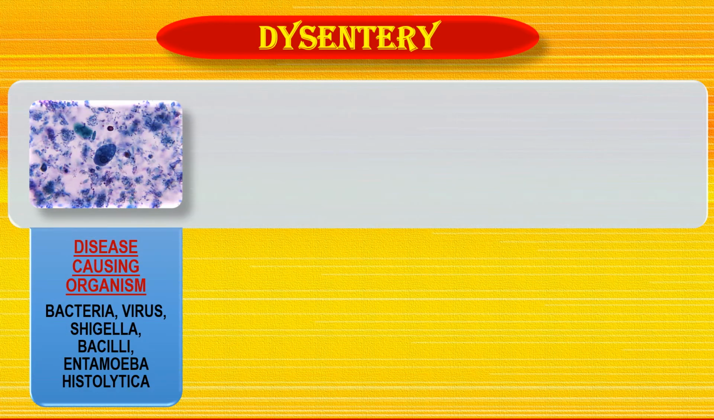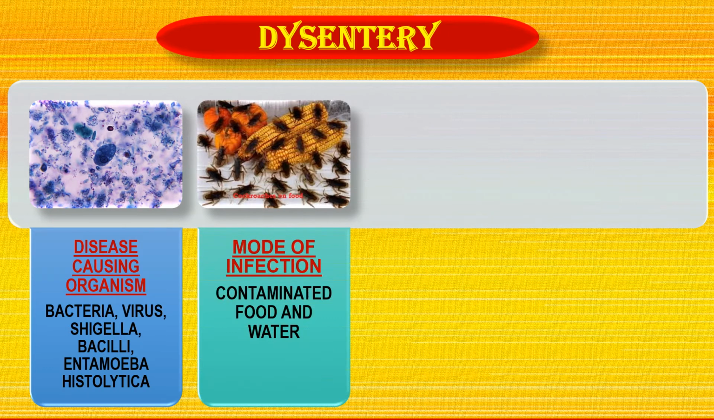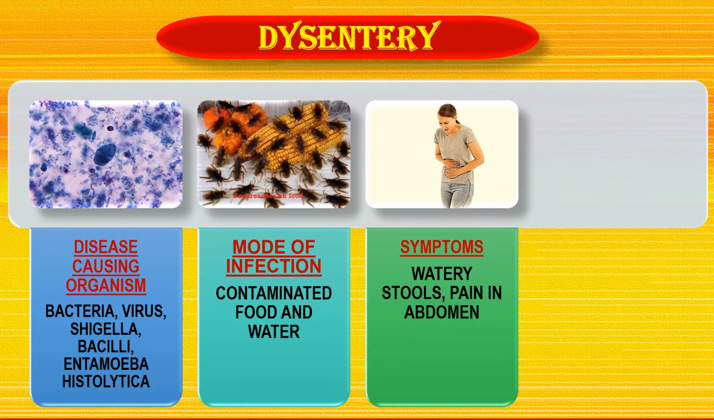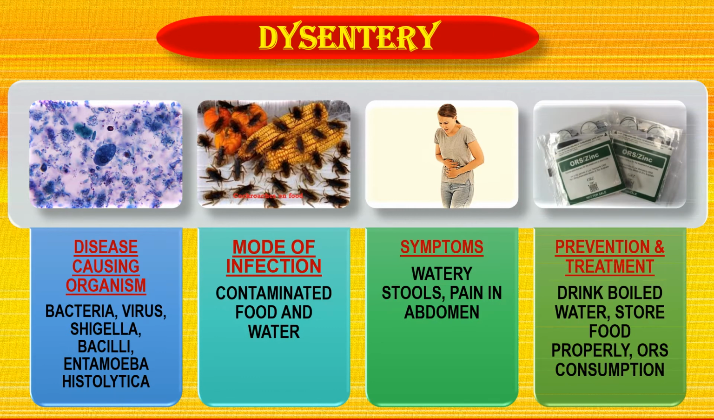Another infectious disease, dysentery, and the disease-causing organisms may be bacteria, virus, Shigella, bacilli or Entamoeba histolytica. The mode of infection here, contaminated or polluted or not good food and water. Now, what are the symptoms of dysentery? Watery stools, that are motions, and pain in the abdomen.